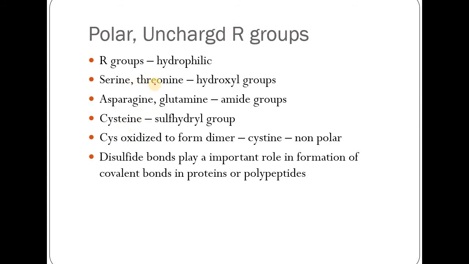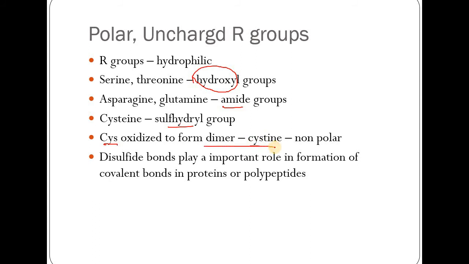Okay, so the serine and threonine, they have this hydroxyl group which helps in bonding with other amino acids in the sequence, and asparagine and glutamine contain one more amine group. Okay, an amide group is present here, and cysteine is the second amino acid with the sulfur group. Okay, a sulfhydryl group, that is SH, is present here, and this cysteine has the ability to form a dimer.